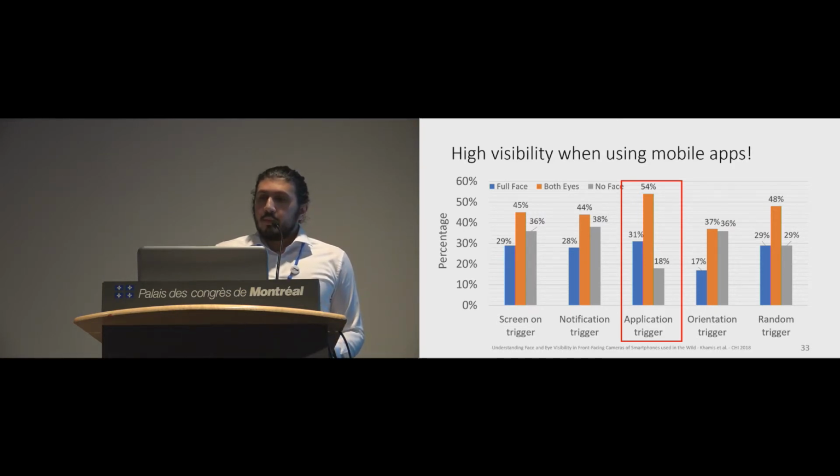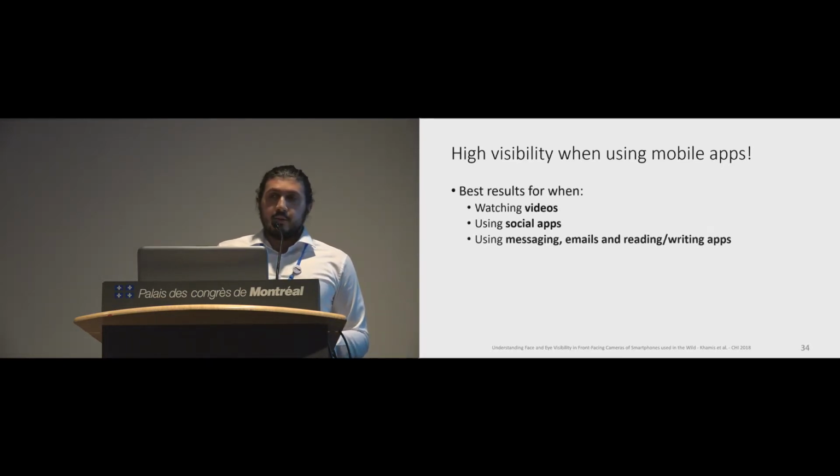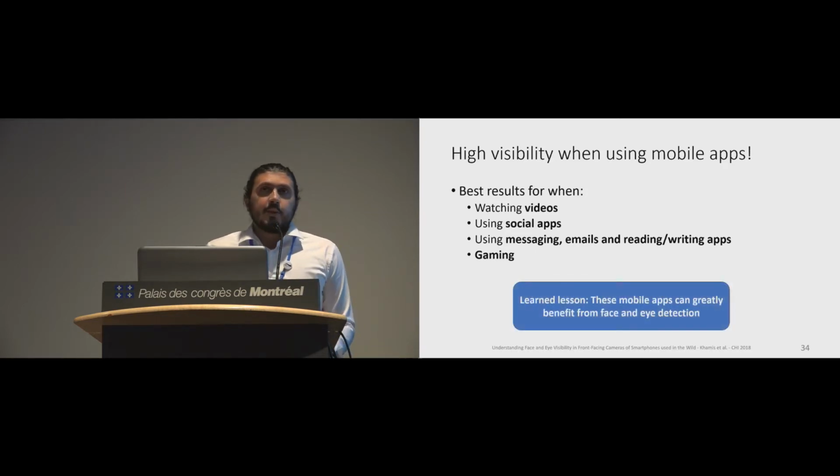We found that the face is mostly visible when watching videos on the phone, when using social apps, when messaging or typing, and when gaming. One thing we can learn from this is that these mobile apps can greatly benefit from eye tracking and eye detection, so really start using eye tracking and face detection in your apps. I think it's a really exciting time for eye tracking and face detection on mobile phones. And think of all the in-the-wild studies that you can now do without modifying the users' phones.